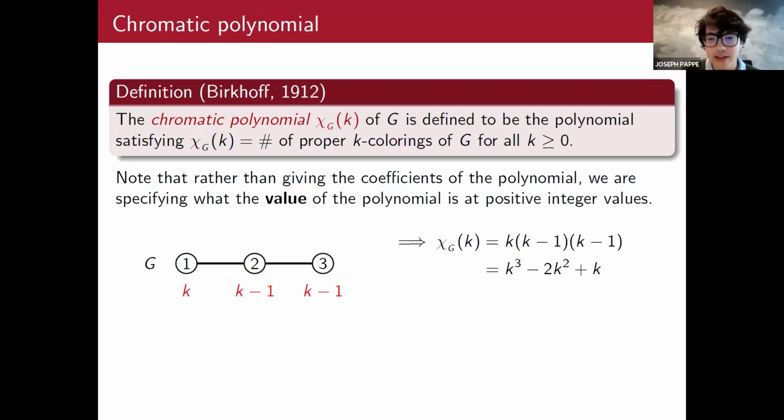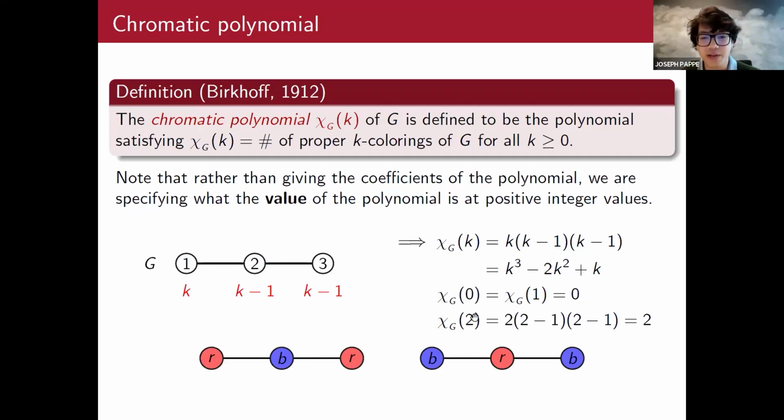And let's just do a sanity check. So for instance, if I plug in 0 and 1, I get 0, right? There's no way to color this graph with 0 colors. Okay, that's sort of the trivial case. And there's no way to color this with exactly one color, right? But when we get to 2, and I plug in the number 2 into our polynomial, we get 2 times 1, which is 2. And this should tell us that there are two ways of coloring this graph with two colors, right? And we can see that here. You can do red, blue, red, or blue, red, blue. So this is what our polynomial is trying to tell us.